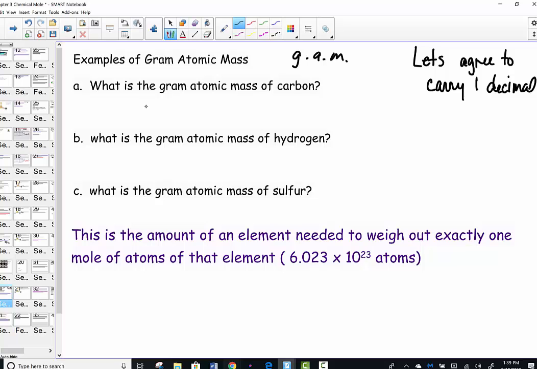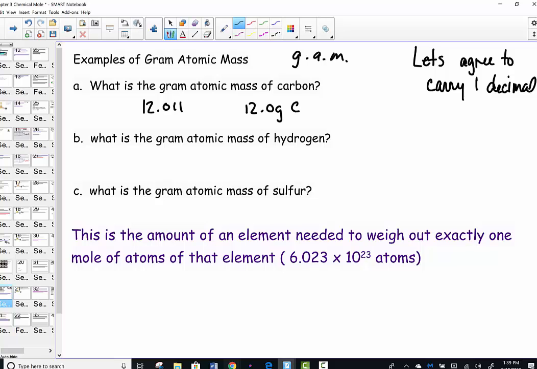So for instance, when you found carbon on the periodic table, in the box it said 12.011. If we carry just 1 decimal, I would weigh out 12.0 grams of the element carbon to have exactly 1 mole of carbon, which is the same as saying 6.02 times 10 to the 23rd atoms of carbon. So for carbon, when I found it on the periodic table, 12.011 was the number I found for the mass number, and that's what I'm carrying to 1 decimal.